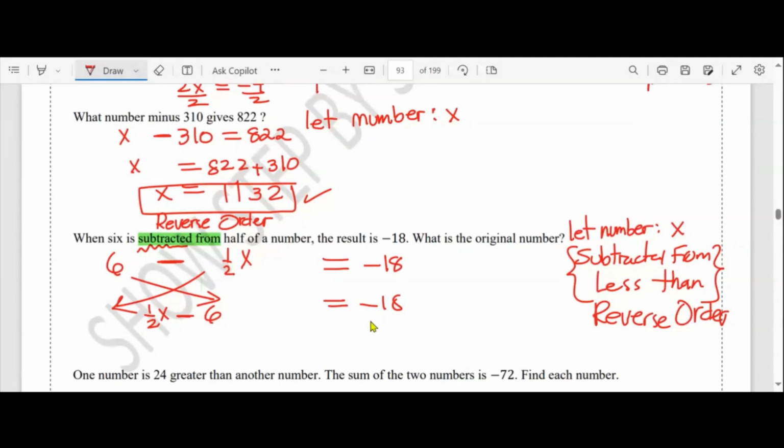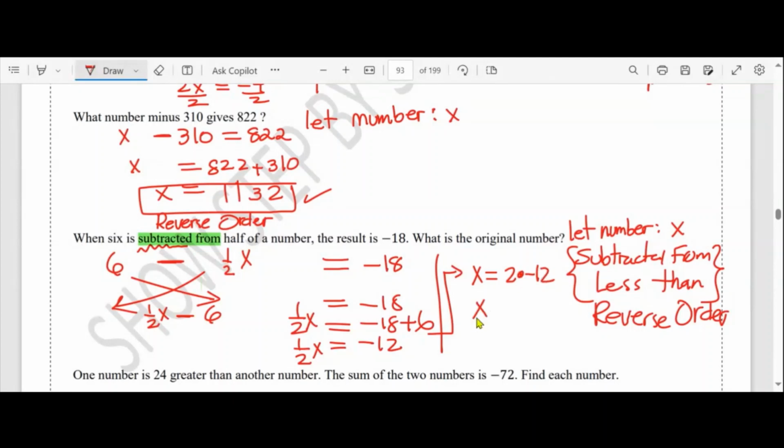Yes. So negative 18 plus 6 equals what? Negative 12. So that gives you negative 12. Half x multiplied by 2, so x equals how much? Negative 24. 2 times negative 12, x equals negative 24. Please check the answer at the bottom.